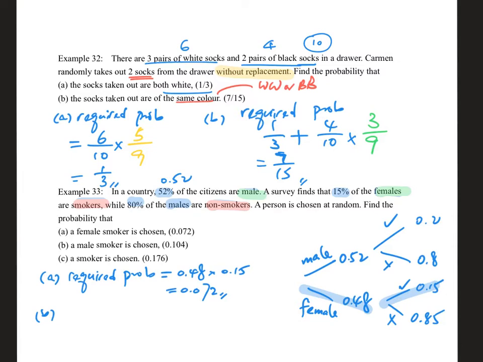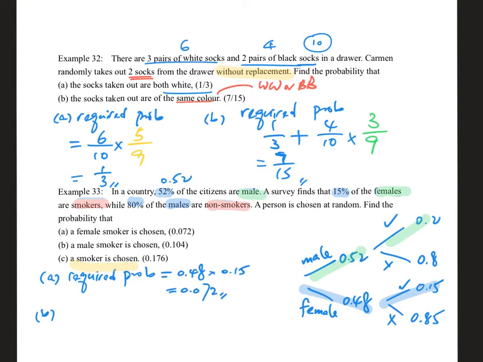A male smoker is chosen. Male, then smoker. So in part B, I leave it to you. The hardest job will be in part C. You are talking about a smoker is chosen. So how can we do it?